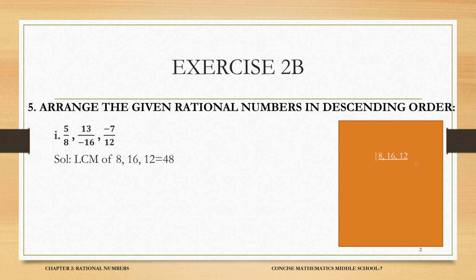Again start with 2. 2 2s are 4, 2 4s are 8, 2 3s are 6. Again it is divisible by 2. 2 1s are 2, 2 2s are 4 and 3 you can write down as it is. Once again divide with 2. 2 1s are 2 and 3 you can write down as it is. Now divide with 3. 3 1s are 3.